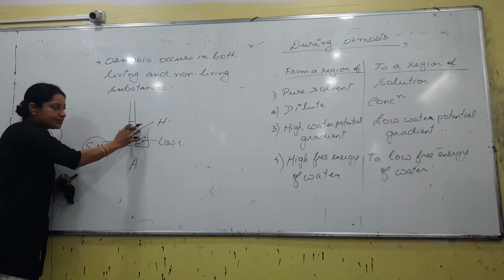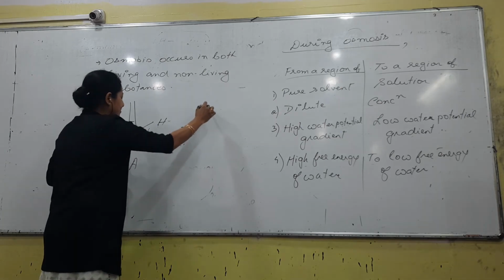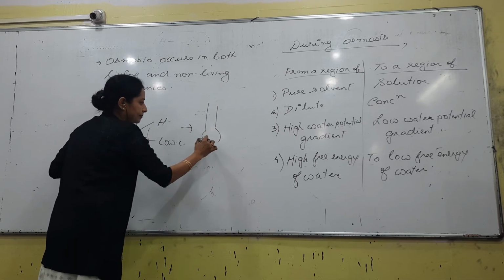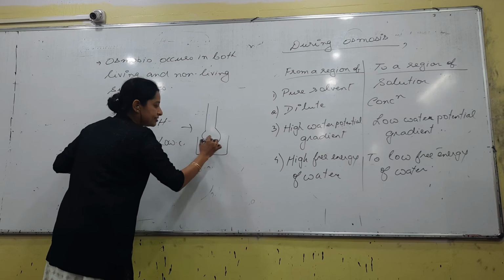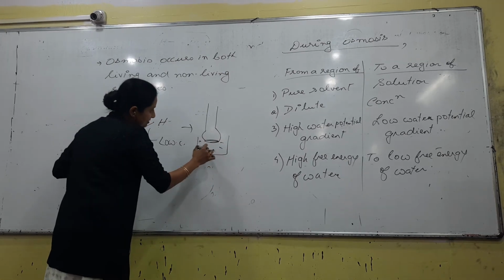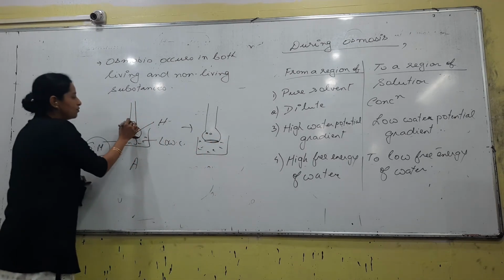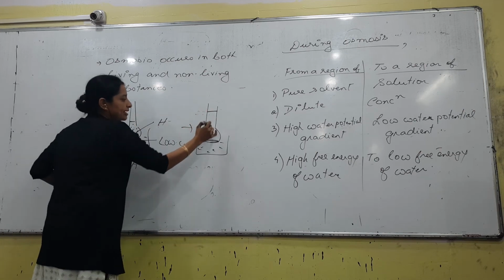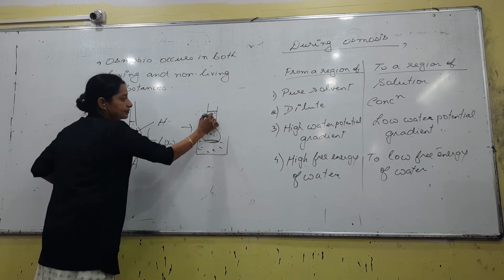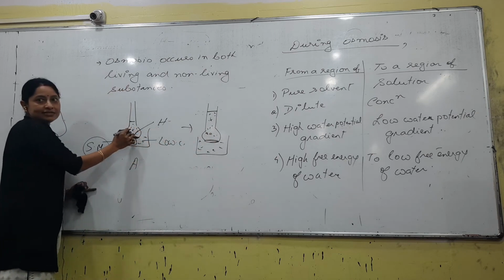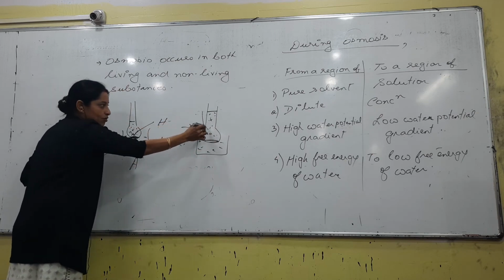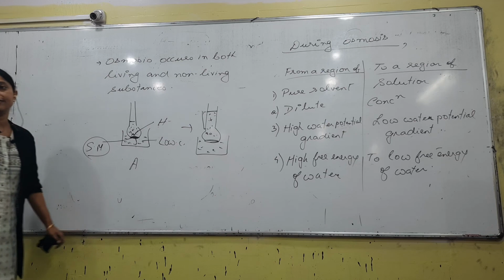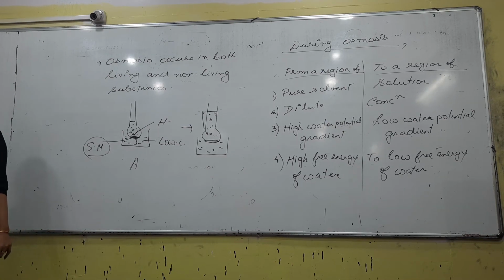So if this is the experimental setup, just a rough idea, you don't have to draw anything, you just have to understand. The water level is here; if this continues, the water level will rise. Yes, it will increase. So this increase tells us that osmosis has taken place, right?